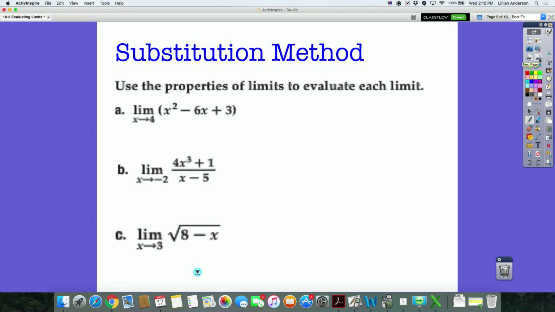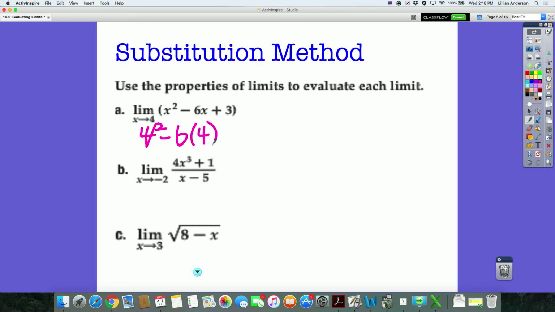Substitution method is probably the easiest way to determine a limit. You do exactly what the method says, and that is substitute in. Okay? When you go to substitute in the limit as x approaches 4 of x squared minus 6x plus 3, you literally plug in 4. And whatever number you get, that is your limit. Okay? So that's 4 squared minus 6 times 4.